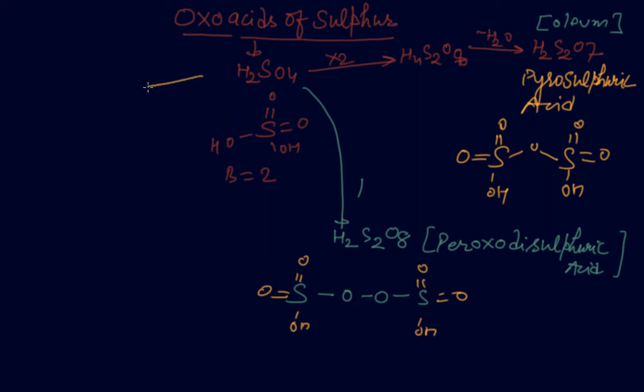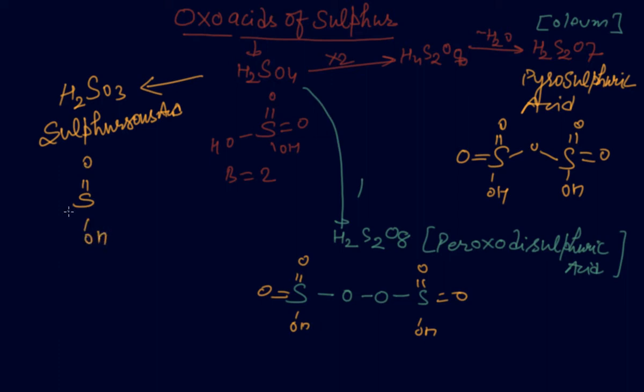And when you release 1 oxygen, you will get H2SO3, sulfurous acid. Sulfurous acid. Its structure you also can draw. Sulfur, double bond O, OH, and H2SO3, then one more OH, and then one oxygen. This is complete, I think so.